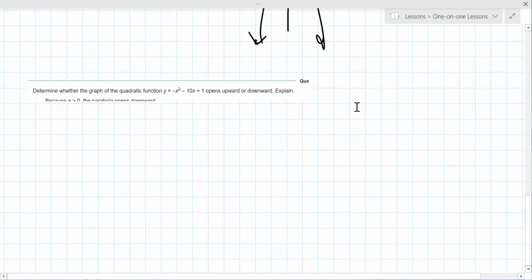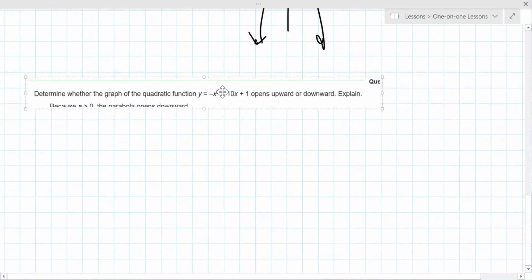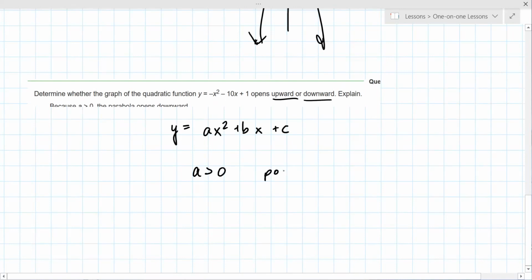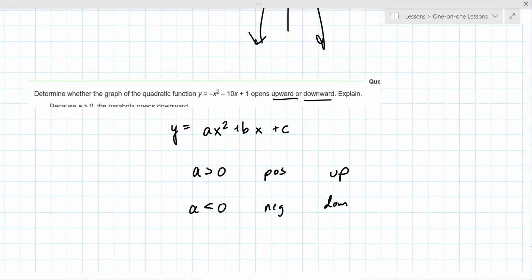All right, so this has the notes from the last time, but we didn't get very far through it. So determine whether the graph here of this parabola opens up or down. All parabolas have this formula, ax squared plus bx plus c. Whether it opens up or down depends on this letter a. If a is greater than 0, meaning it's positive, it opens up. If a is less than 0, that means it's negative and it opens down. So does this one open up or down? Down.